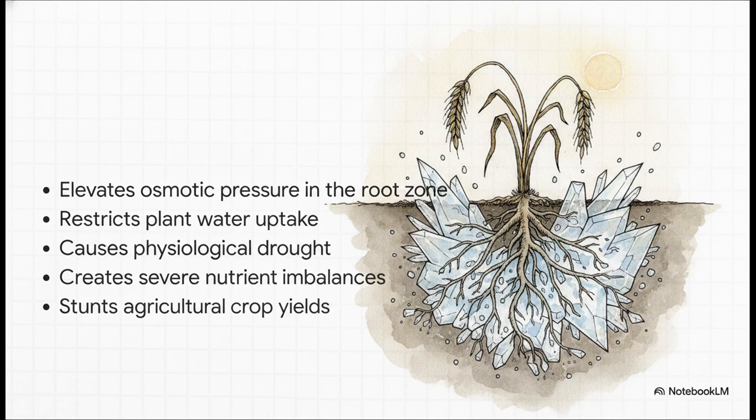And here's why salt is just absolutely devastating to a plant's biology. When soluble salts build up in the crop root zone, they spike the osmotic pressure. So what does that actually mean for the plant? Well, it essentially triggers what we call a physiological drought. It literally restricts the plant from taking up water. It's choking off the plant's ability to drink, even if the roots are sitting right in the water. Add in some severe nutrient imbalances, and you end up with massively stunted crop yields.